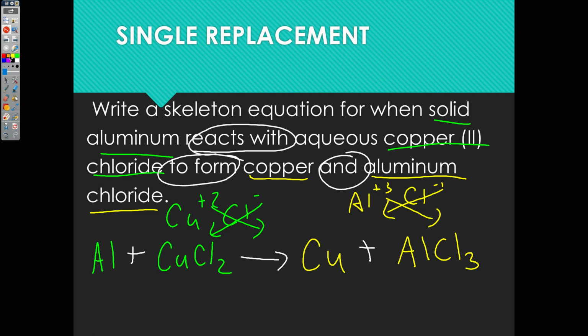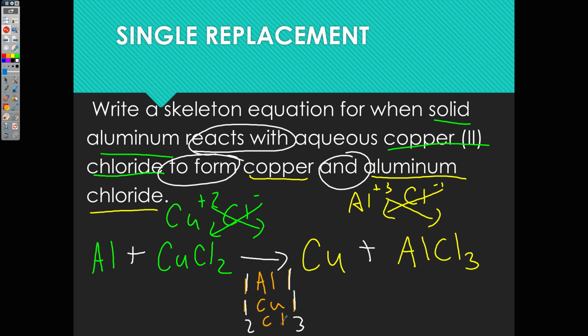Remember when you balance, we have Al, Cu, and Cl on our reactant side. We have 1 aluminum. On our product side, we have 1 aluminum. On our reactant side, we have 1 copper, and on our product side, we have 1 copper. And then Cl on this side, we have 2, and on our product side, we have 3. So the only thing that is not balanced right now is our Cl.